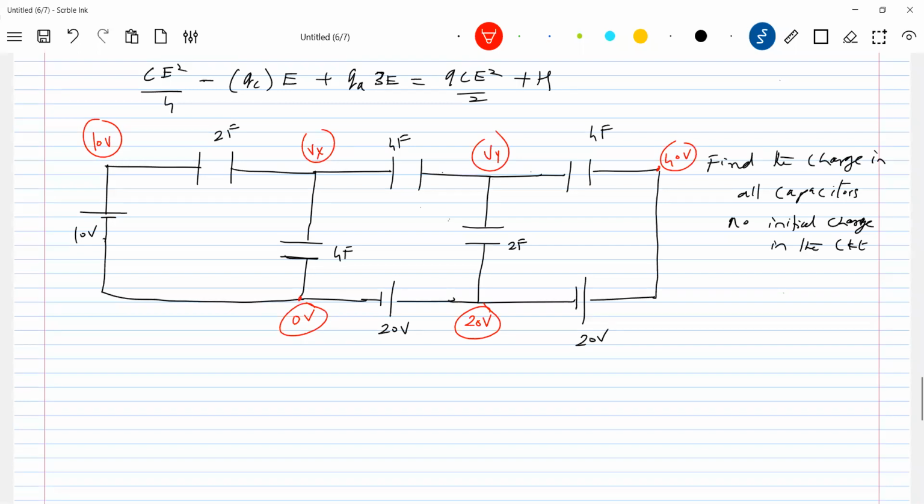Now, how many unknowns are there? Vx and Vy. I think once you get Vx, Vy, the rest of everything you can manage. So here, Vx. All of you getting the idea?